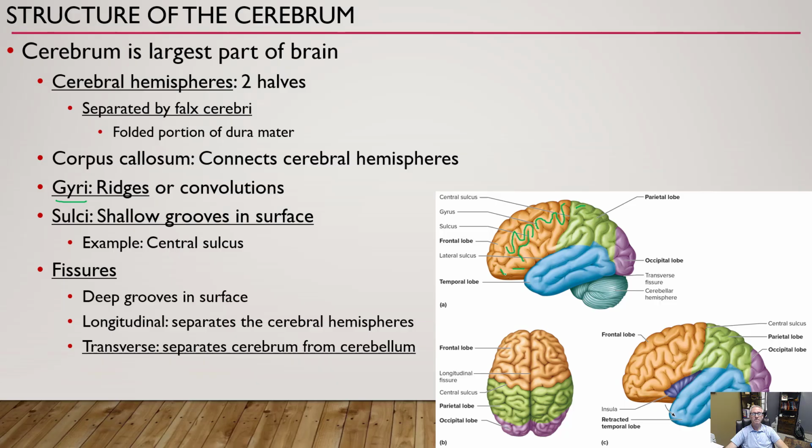We also have fissures. Fissures would be a deep sulcus or a deep groove. For example, we have the longitudinal fissure. That's a deep groove. We also have another fissure right here that separates the cerebrum from the cerebellum. It's called the transverse fissure. Again, you really can't see it, but it's right there. So know the difference between a gyrus, a sulcus, and a fissure.